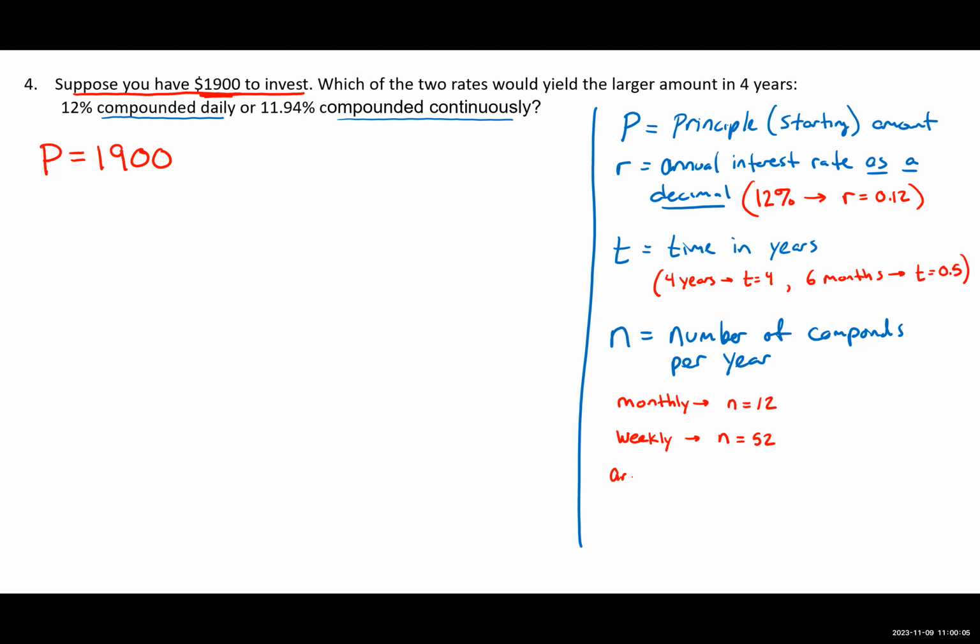Compounded annually, the word annually means once a year. Let me spell that right. Annually means once a year, so n would be 1. I'll say etc. I'm not going to list them all, but quarterly would be 4 times a year. In this problem, it's daily. And so which of the two rates would yield the larger amount in 4 years?